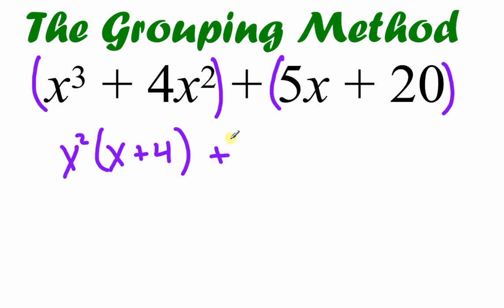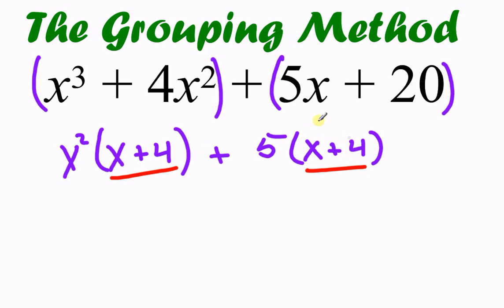Still got a plus here in between. In these 2 items, I have a 5x and a 20. There's a 5 that I could take out of both of those. And then I'll just have the x left here. With 5 taken out of the 20, there will just be a 4 left here. And this is the point where you have to look at both groups and see if it actually worked. So x squared and 5, those are both taken out. Both of these have x plus 4s. That's what you want to happen.